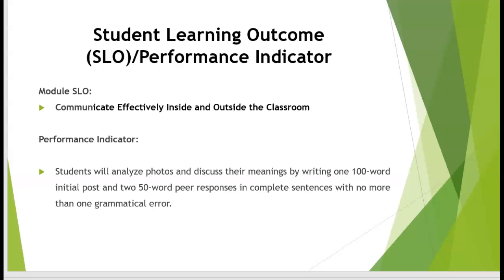Now, the performance indicator for this particular one is students will analyze photos and discuss their meanings by writing a one-word initial post and two 50-word peer responses in complete sentences with no more than one grammatical error. And of course, as I get into the module, I'll explain more what that really looks like.